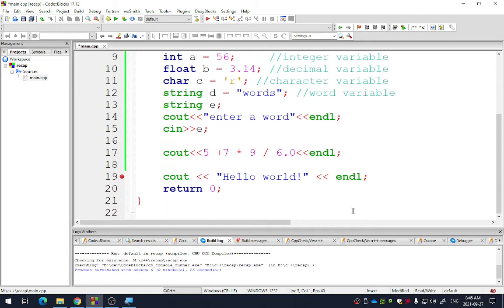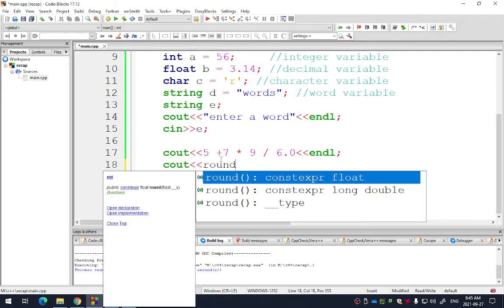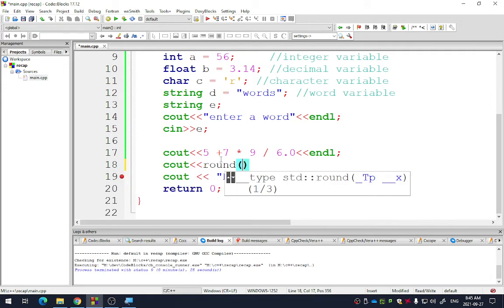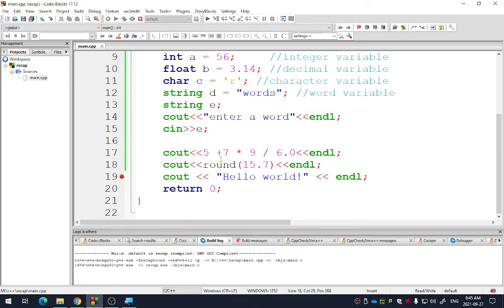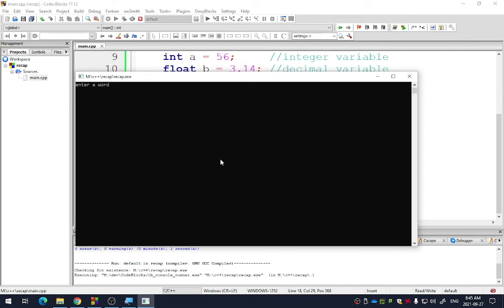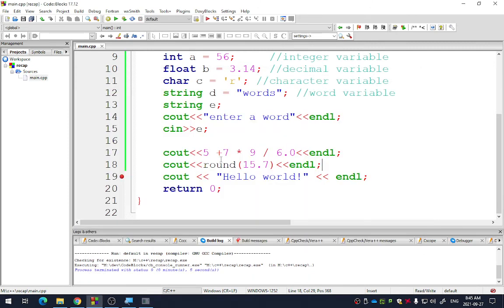But there is a command called round, I think. Like if I go cout round, yeah, there it is. And I write 15.7, I think that will put 16 on the screen. Okay, or you could write your own command to do that. Later on, we'll see how to do that. It does write 16 on the screen. Okay, so this is called a function in C++, not to be confused with a math function.